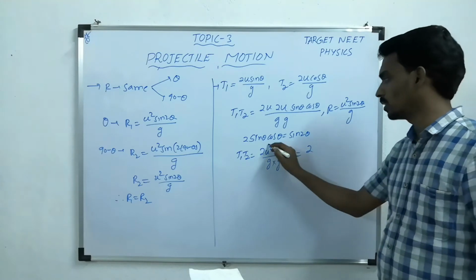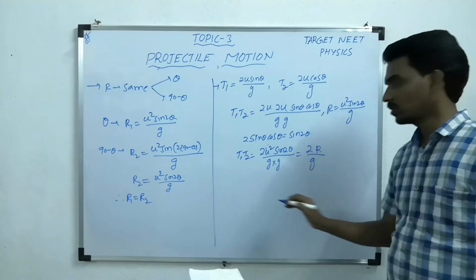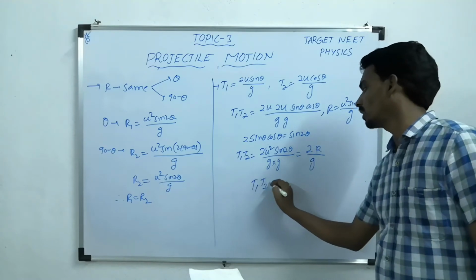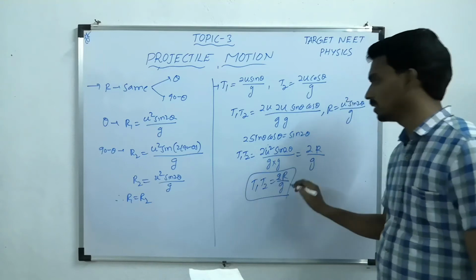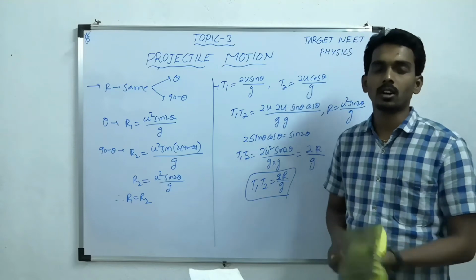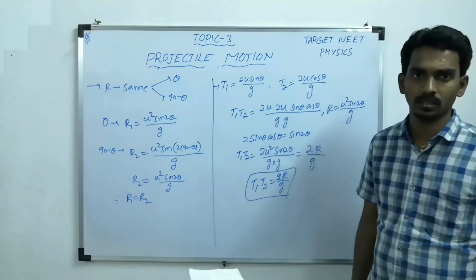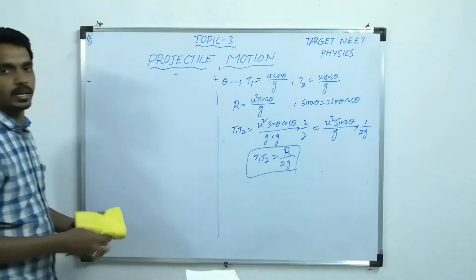So 2 into this whole thing will become what? Range, 2R by g. So what is the relation between T1, T2 and R? T1 T2 equals 2R by g. This is only when you consider complementary angles. For the same two complementary angles, let's take the corresponding maximum height.